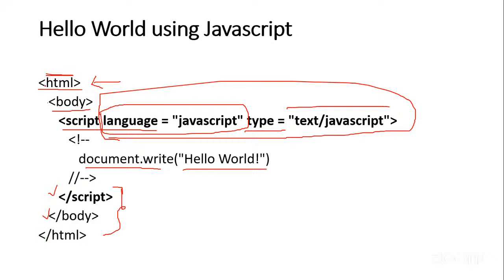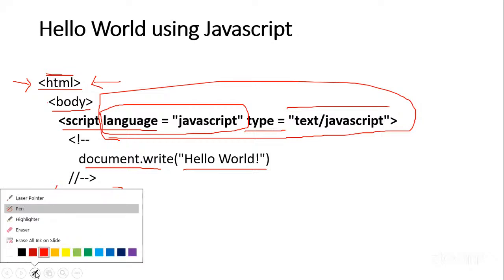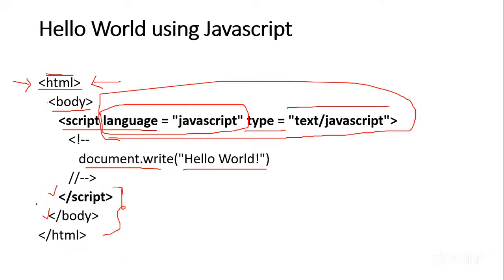So this is the open tag for the HTML, and this is the closing tag of the HTML. You just add a forward slash. This is the body open tag, and this is the closing tag of the body tag, like that. Okay.